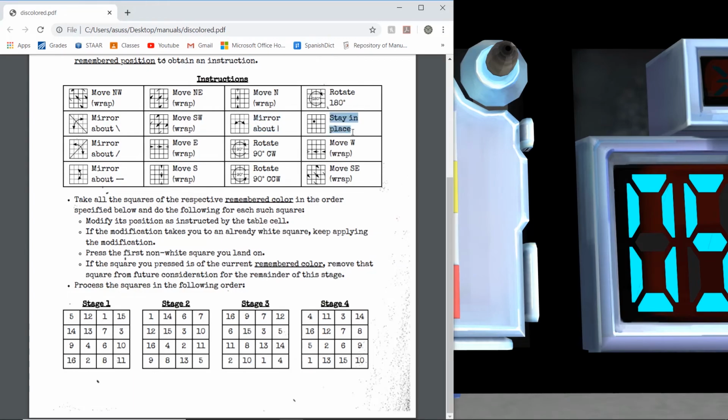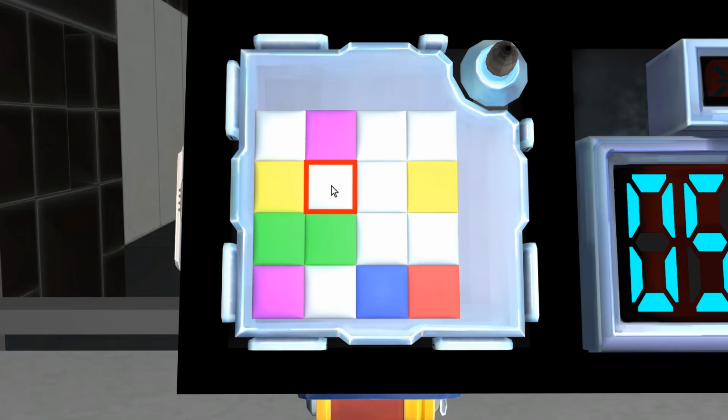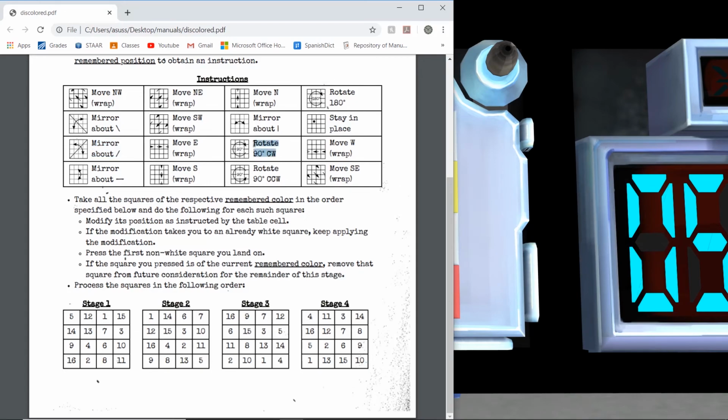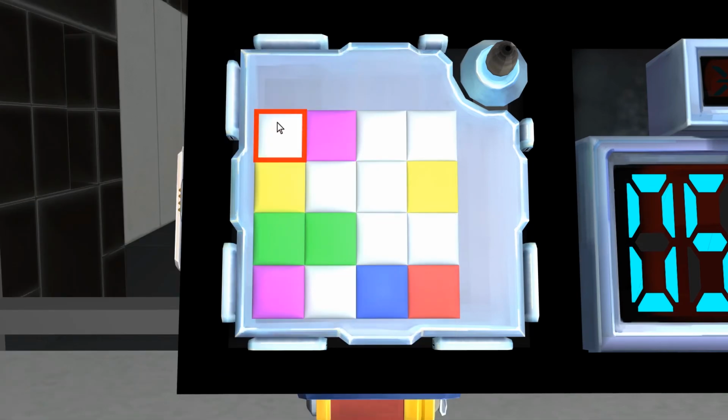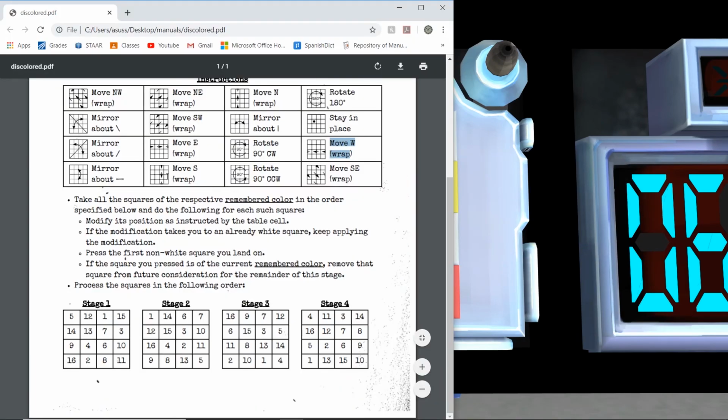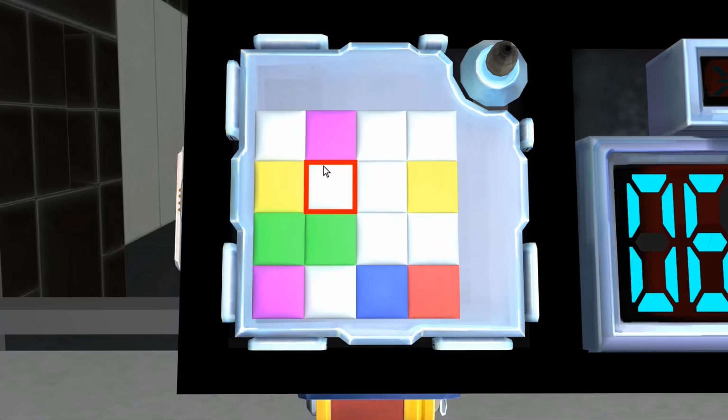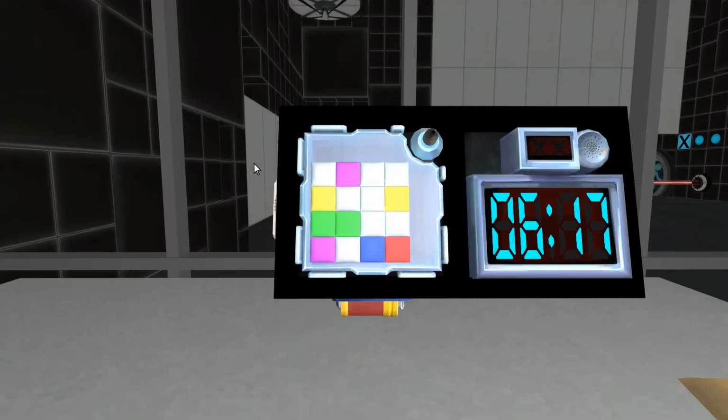If we stay in place, that one's very obvious, you stay in place. We already covered this one. Moving east is just moving this way. Moving clockwise, this would become this, this one would become this, this and this, this to this, and you move the entire thing clockwise. Moving west would go this way. Mirroring about the x-axis, we already did. You probably know how south goes. I just did counterclockwise, and moving southeast is down and right.